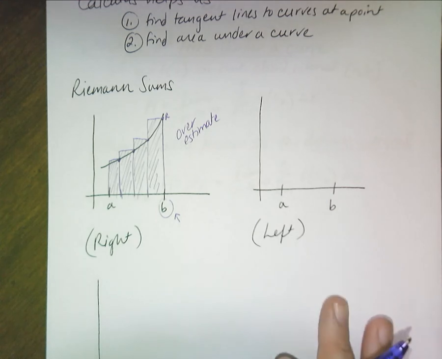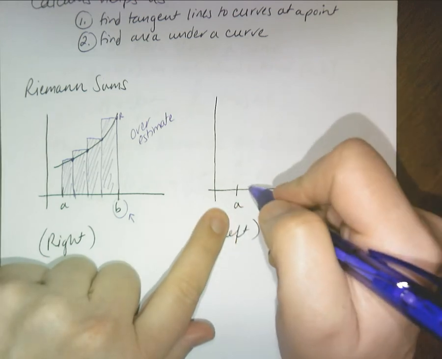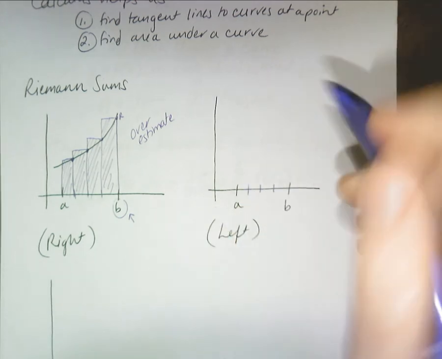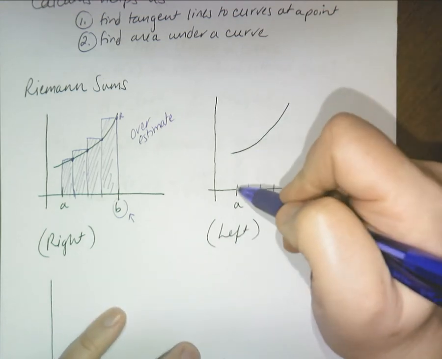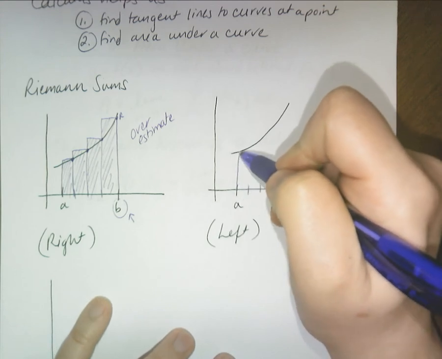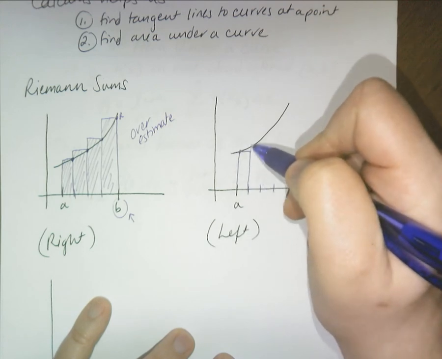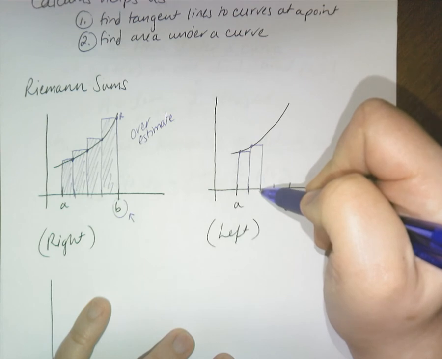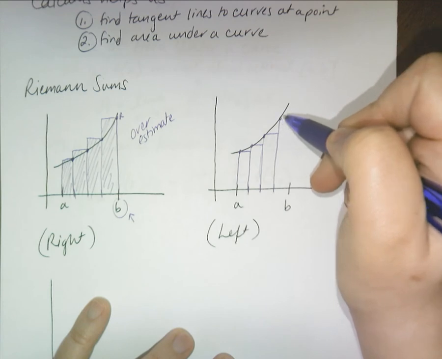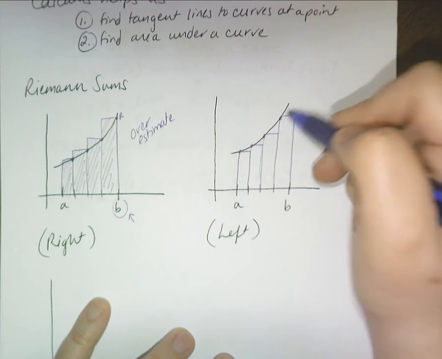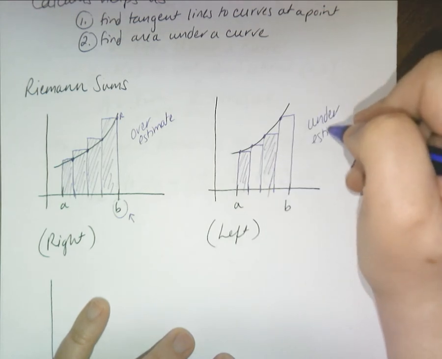So let's try a left one then. The left one, we start on the left. And again, I think I'm going to create 4 rectangles. Use my same curve here. You start on the left, you go up to the graph and go over, make a rectangle. Do it again, go up to the graph, over. Up. What's happening now? I am underestimating. Very good. So I underestimate.